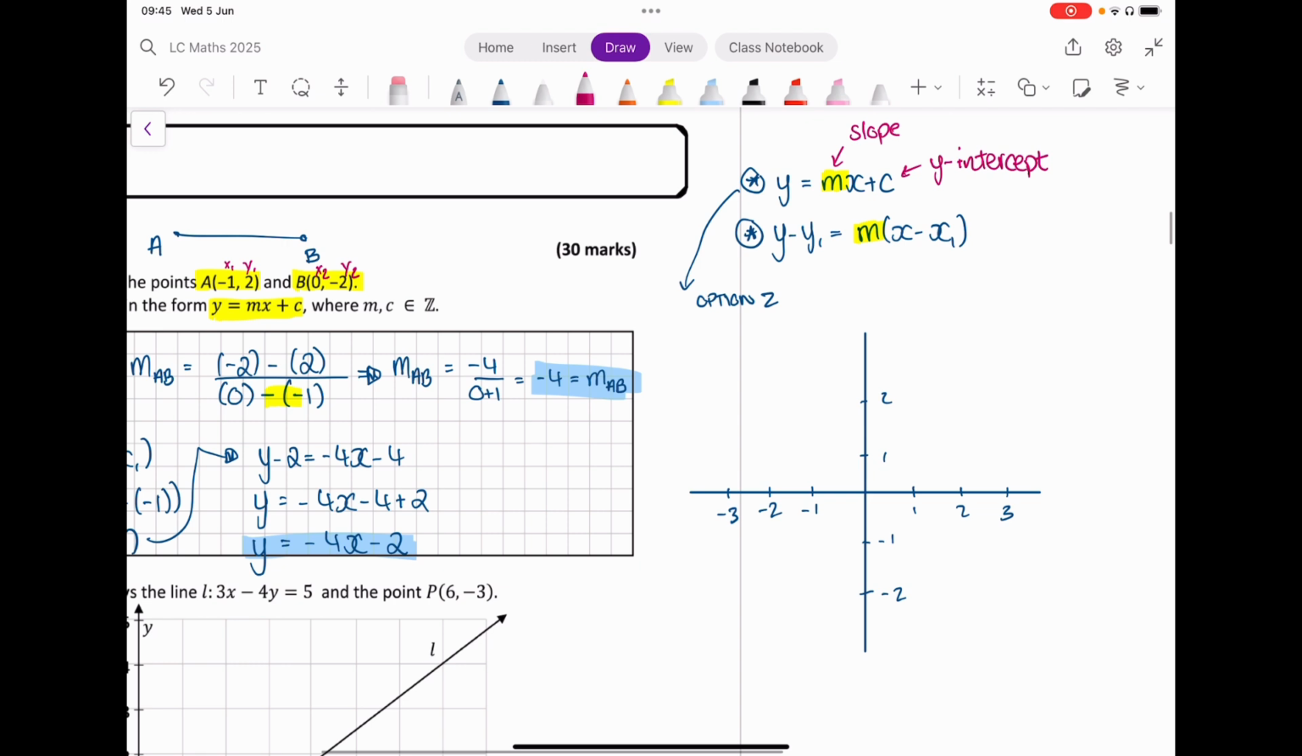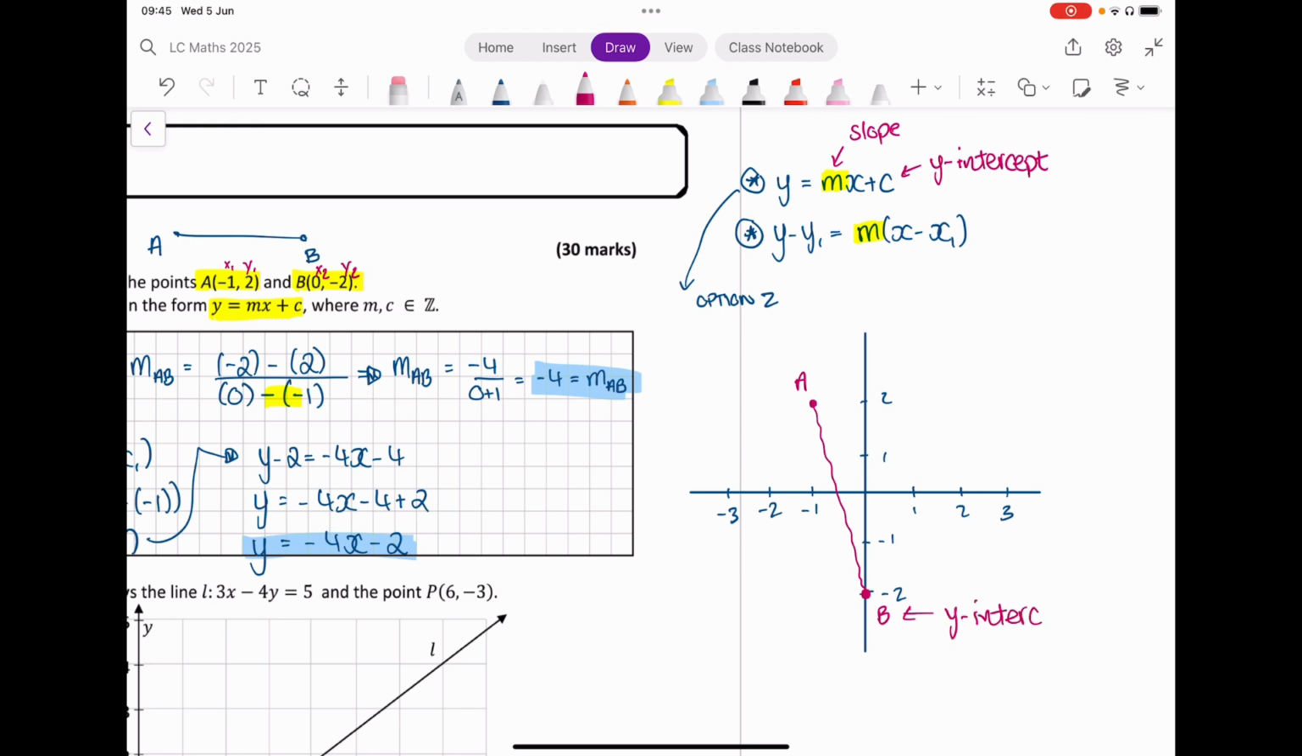Now if I plotted those points, I might just notice this myself by looking at it. If I was to plot A, I'm going out to minus 1 and up to 2. So there's the first point. That's A. And then if I was to plot the second point, I'm going out to 0 and down to minus 2. Now we'll join them up, it'll be quite rough, but there we go. This point B is the y-intercept. It's where it crosses the y-axis.